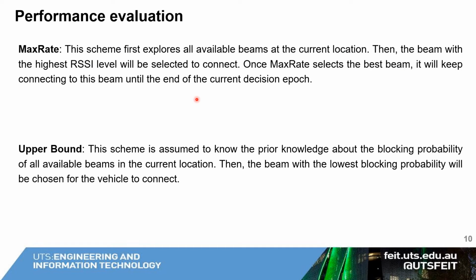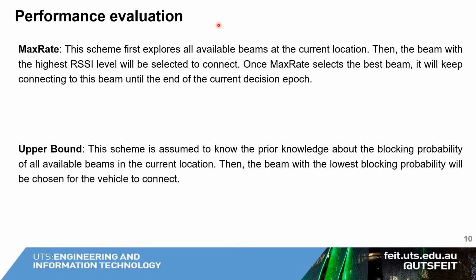Next, I will highlight some simulation results. In this paper, we compare our proposed solution with two other solutions. The first solution is Myopic. This solution first explores all available beams at the current location. Then the beam with the highest RSSI level will be selected to connect. Once Myopic selects the best beam, it will keep connecting to this beam until the end of the current decision epoch. This scheme is used to show the performance of non-adaptive and greedy solutions.